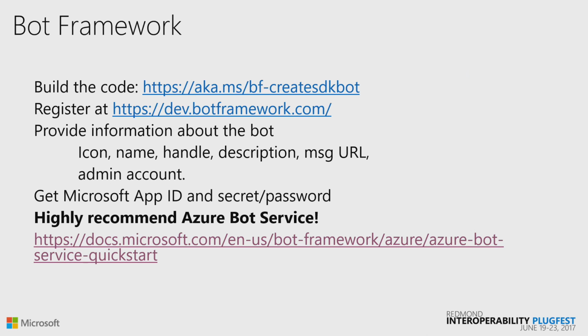Okay, so again, the bot framework is the place to get started with your bot and get the code going. Here are the URLs to do this. Basically, you can use the SDK to get the basic starter code, and to get it registered with that URL, providing information about your bot, getting an app ID, a client secret, and a number of other things. There's a number of steps to do this, and then to host your bot.